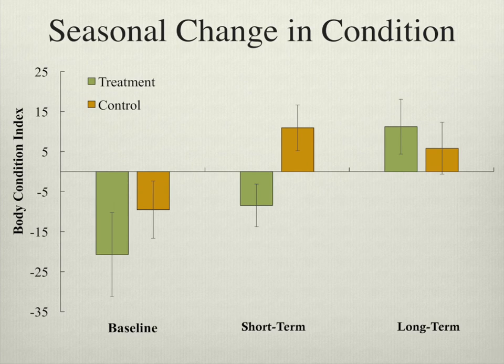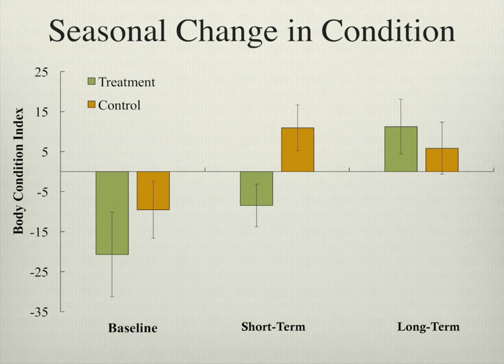Next, we had changes in condition. So our x-axis remains the same. On the y-axis, we've got body condition index. Positive values indicate better than average condition during the course of the experiment, and negative values poorer than average condition. And what's really interesting to see was that there was no significant negative effect of stress on body condition, which we expected for short-term stress.